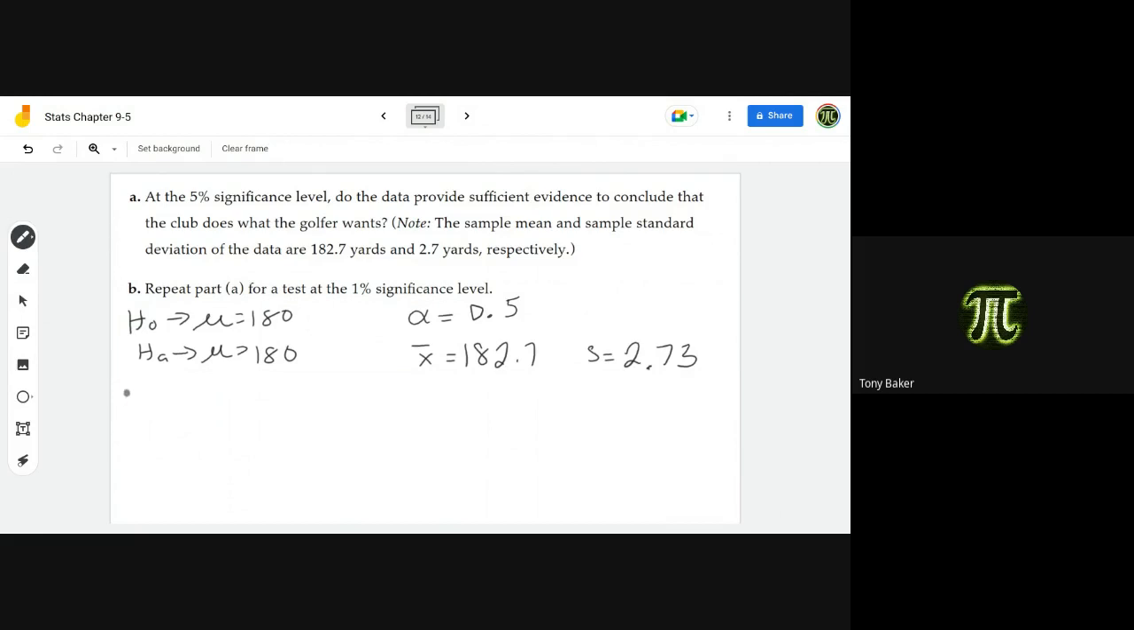All right, so now I need my what? Find my t. Yes. 0.5 or 0.05? Oh, 0.05. I missed a 0. 5%. 0.5 would be 50%. All right, so find my t.